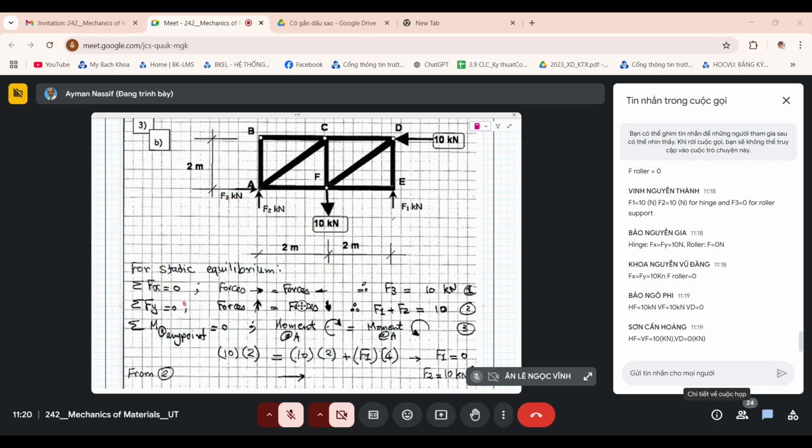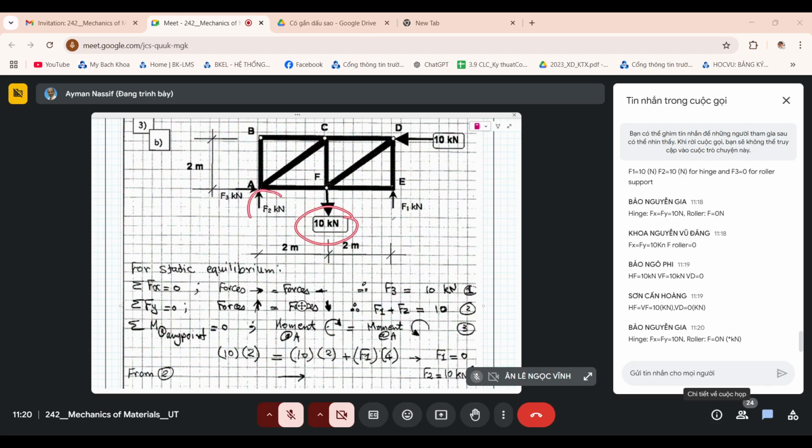And you must balance the system vertically. Of course, that will give you straight away that F1 plus F2 must be equal to 10. Yes, okay, some other solutions coming through, that's wonderful.